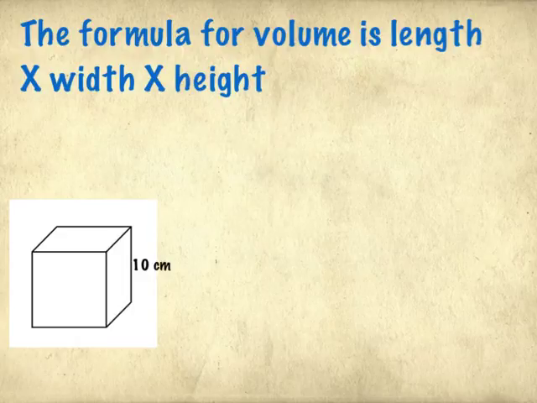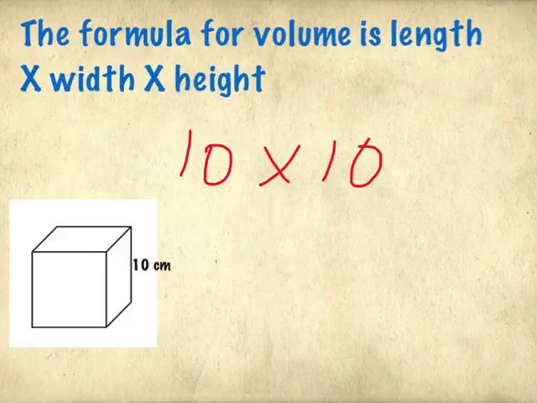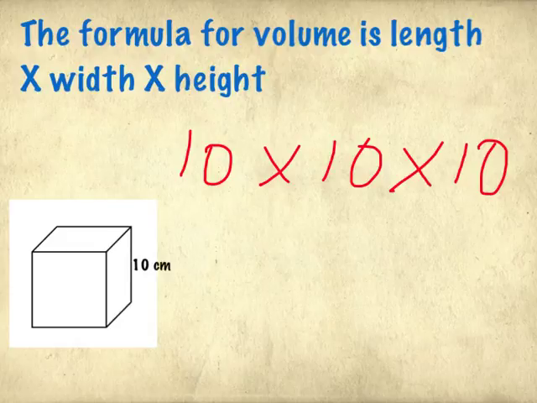I have here a regular cube, so I only need to know one of the dimensions. It's 10 centimeters, and since it's a regular cube, all of the sides will be the same. So this will be 10, and this will be 10. So to find the volume of this cube, I would go 10 times 10 times 10.